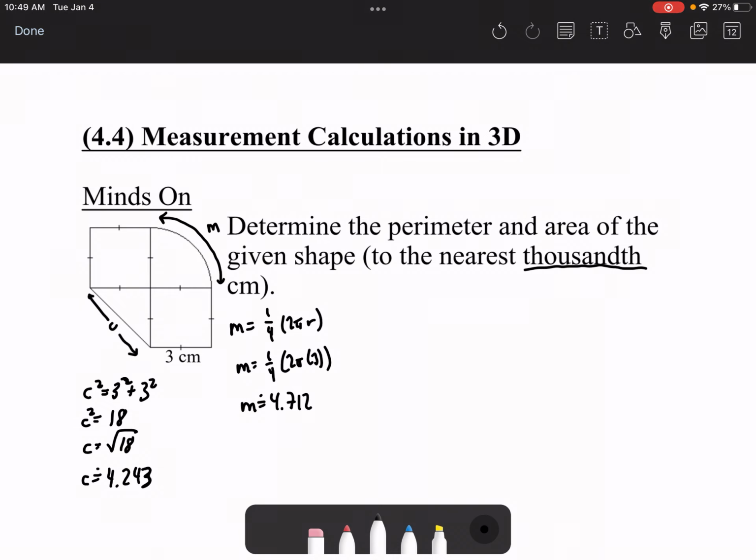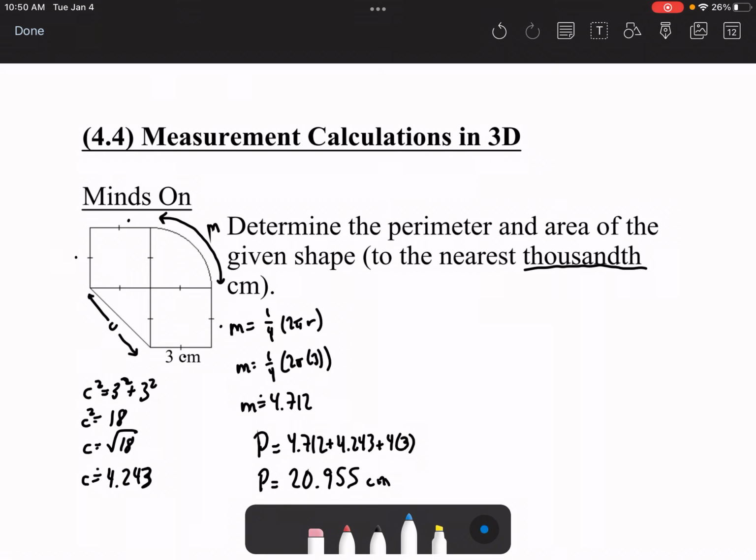So my total perimeter is going to be 4.712 plus 4.243 plus 1, 2, 3, 4 sides of length 3. Using my calculator, I get that as 20.955 centimeters in length.